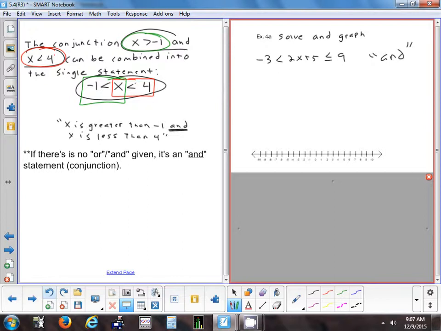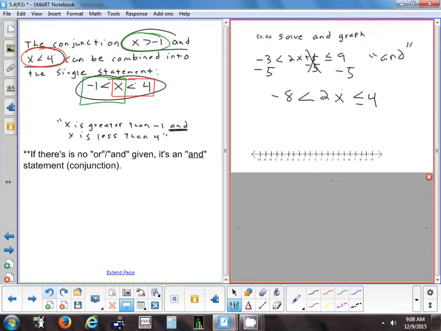What's the first thing here I would move to the other side? Subtract 5. Yeah, and the only difference is you have to do it on both ends. Yeah, here and here. So you're still subtracting 5. Just remember you got to do it in 3 spots. What's -3 minus 5? -8. Yeah, -8 is less than. What's left in the middle now? 2x. And what's 9 minus 5?